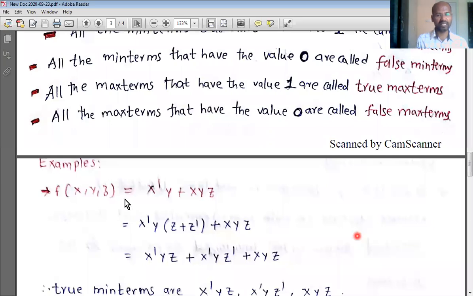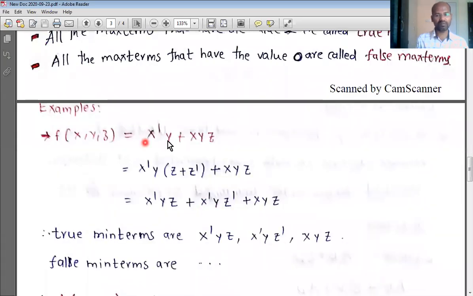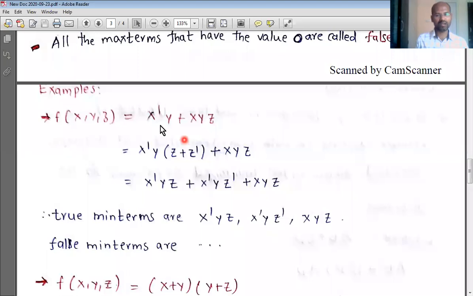Now consider this function, the given Boolean function: x bar y plus xyz. Now is this term a minterm? A minterm should be a product term. Of course it is a product term, and it should also have all the literals. Is it having all the literals? The function is a 3 variable function and the variables are x, y, z. In the first term, z is missing. So the first term is not a minterm, the second term is a minterm.